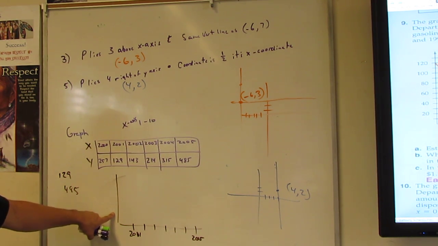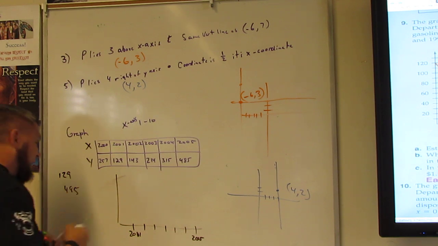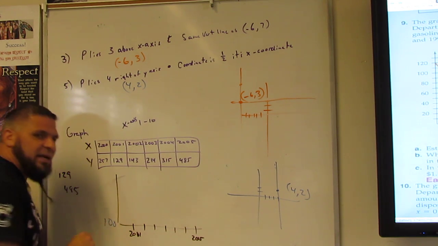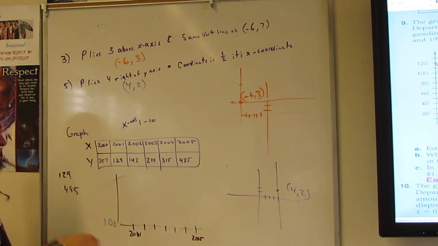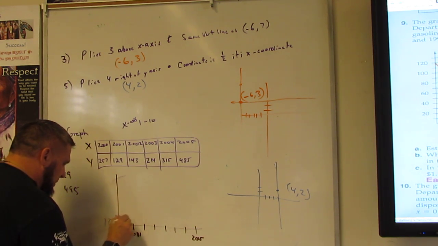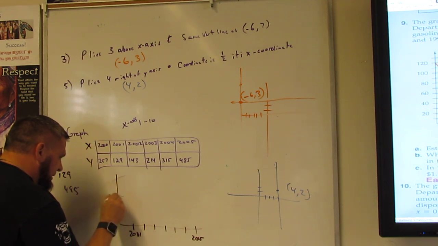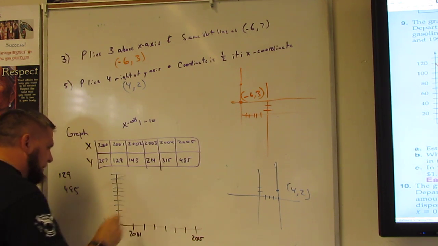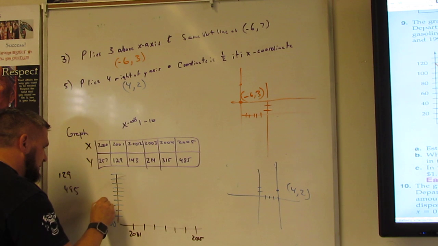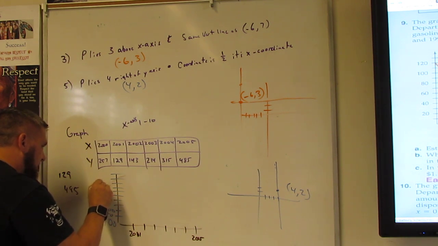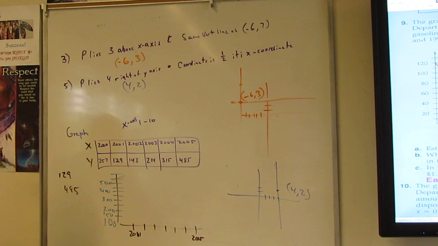Can I go 50? How many would that make? 10 dashes, right? Does that sound reasonable? So we'll start at 100, because we don't have to start at 0. We can go every 50 and do 10 dashes. 1, 2, 3, 4, 5, 6, 7, 8, 9, 10. And then it's going to be 150, 200, and then I can just keep going: 200, 300, 400, 500, right?